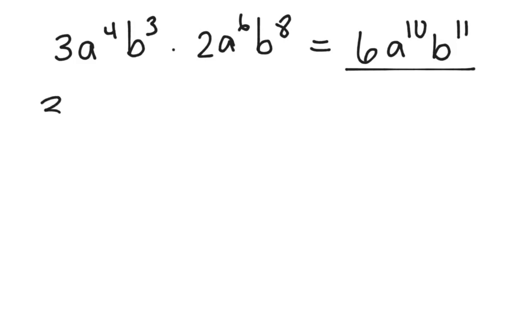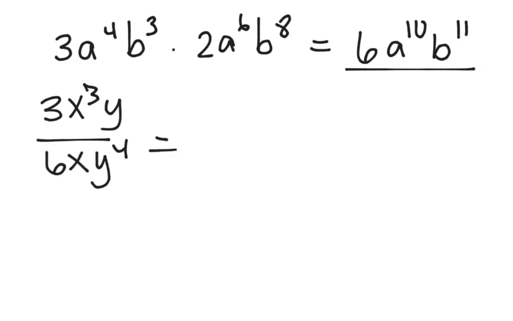Last example with division, 3x to the 3rd, y divided by 6, xy to the 4th. I can reduce the 3 over 6 to give me 1/2. You don't have to write the 1 on top, but you can. X, larger power is on top. 3 minus 1 is 2, so it's x squared. Larger power of y is on the bottom. 4 minus 1 is 3.